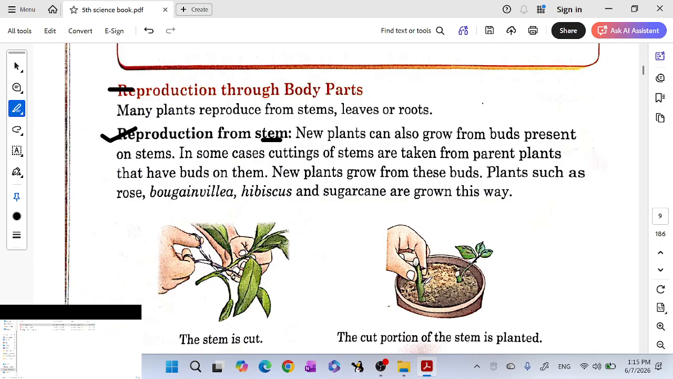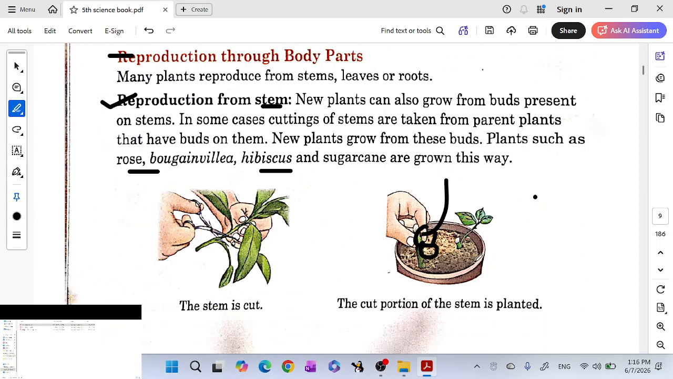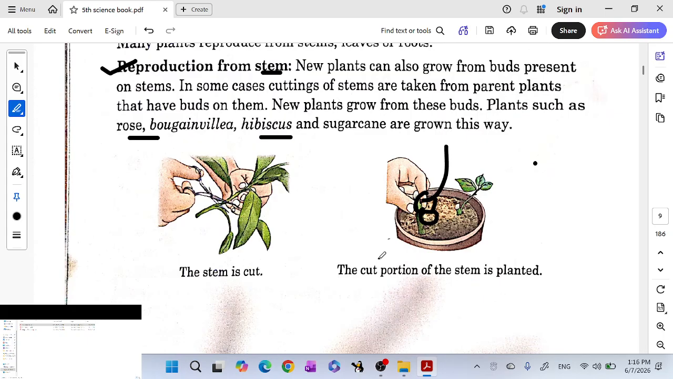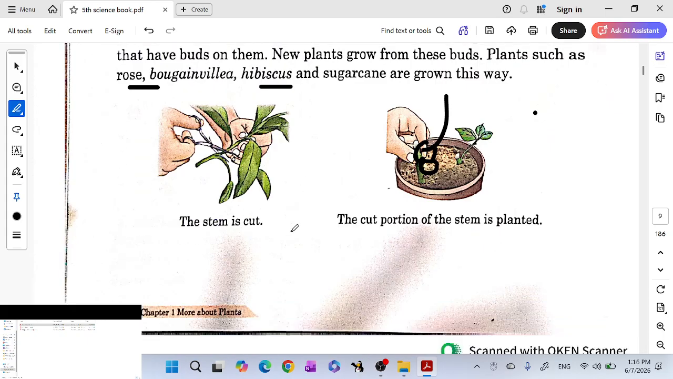Here one bud is there. Here one more bud is there. From these buds, new plants will grow. Plants such as rose, bougainvillea and hibiscus can grow in this way. Sugarcane also grows this way. By cutting the stem and planting it in another pot, all these plants can grow.